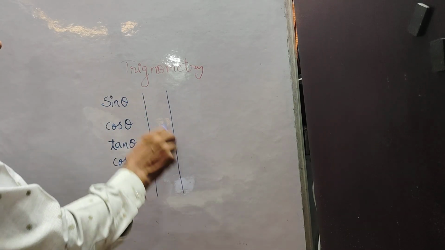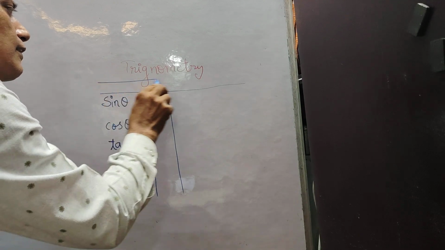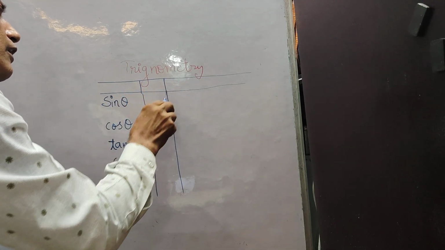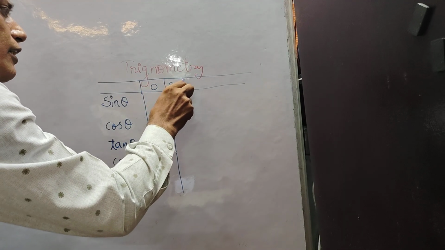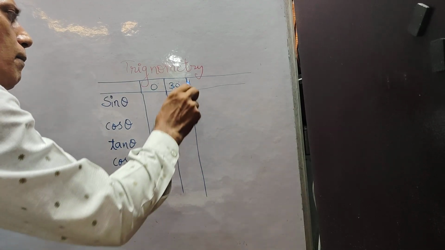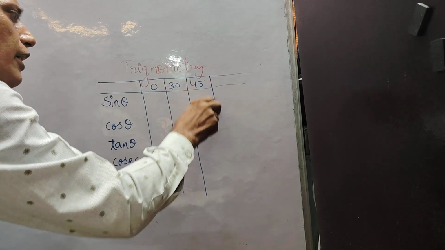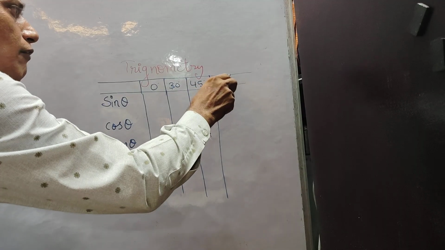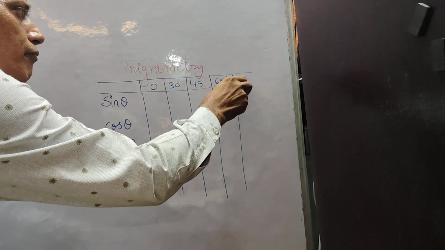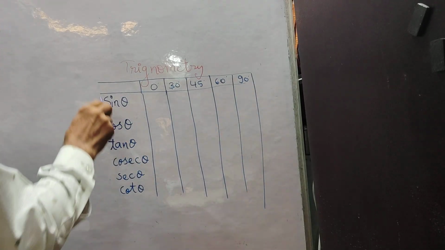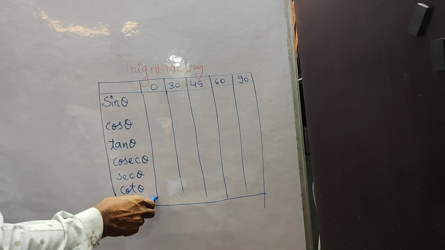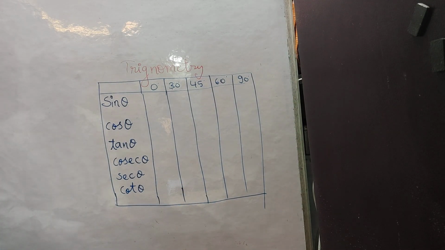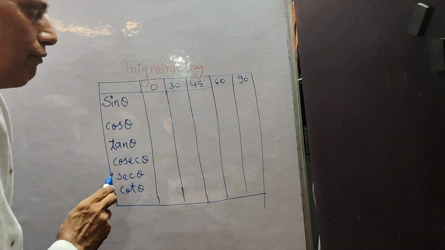Now in this table we use some angles. The angles are 0 degree, then 30 degree, then 45 degree, then 60 degree, and after 60 degree comes 90 degree. These angles we use here as standard. In any right angle triangle, the given angle should be among these main values.